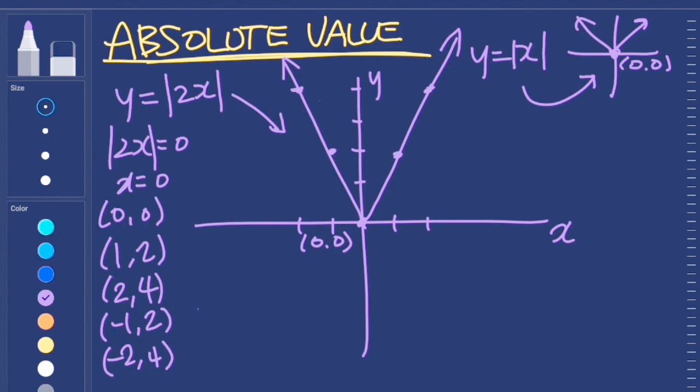Today we learned about the concept of absolute value, how to solve absolute value equations, and how to draw absolute value graphs. Thank you for watching.